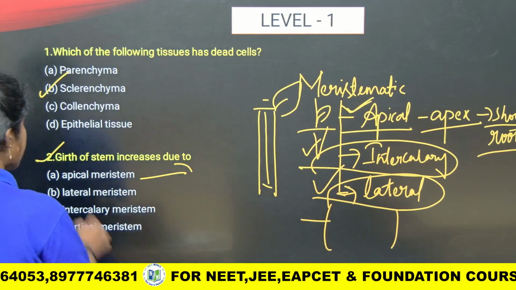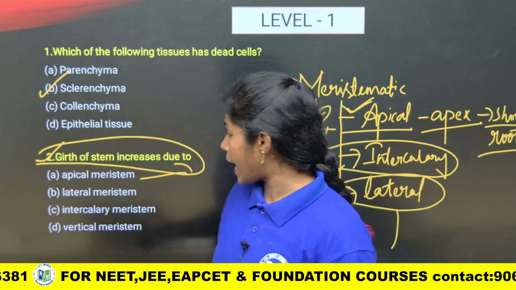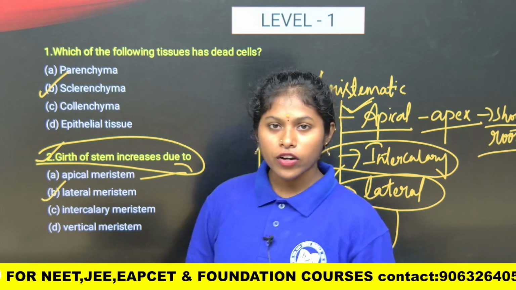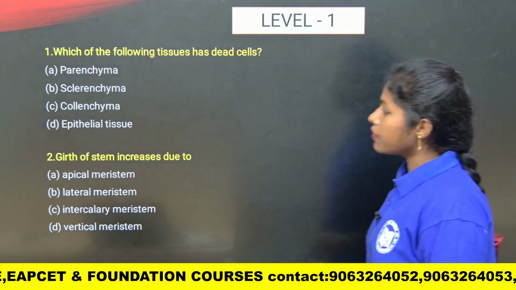Right, here the answer: they are asking about the girth of the stem, which is nothing but the widening of the stem, and it happens due to the lateral meristem. Okay, I hope you are all aware of this. So let's move on to the next question.